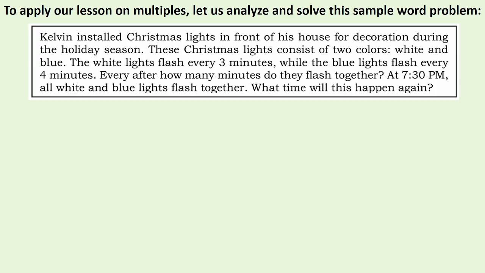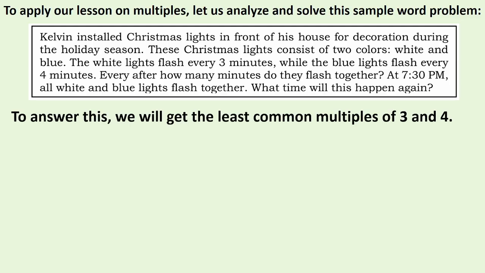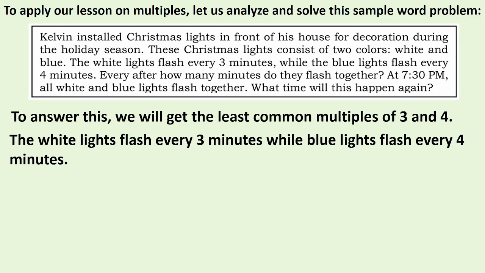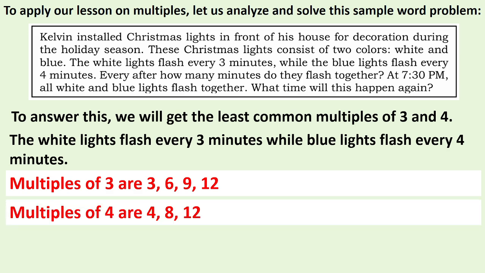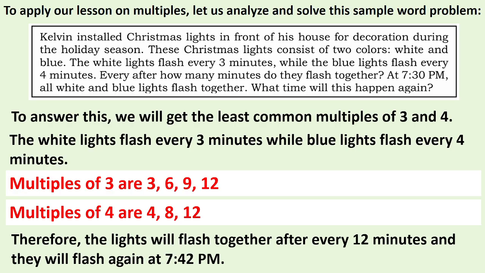Let us analyze and solve this sample word problem. To answer this, we will get the least common multiple of 3 and 4. The white light flashes every 3 minutes while the blue light flashes every 4 minutes. Multiples of 3 are 3, 6, 9, 12. Multiples of 4 are 4, 8, 12. Therefore, the lights will flash together after every 12 minutes and they will flash again at 7:42 p.m.